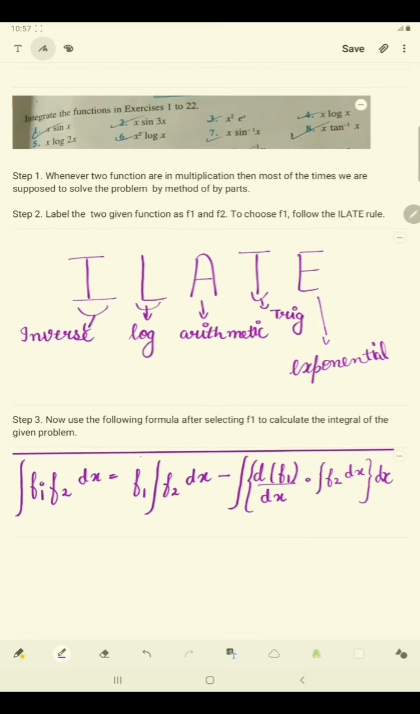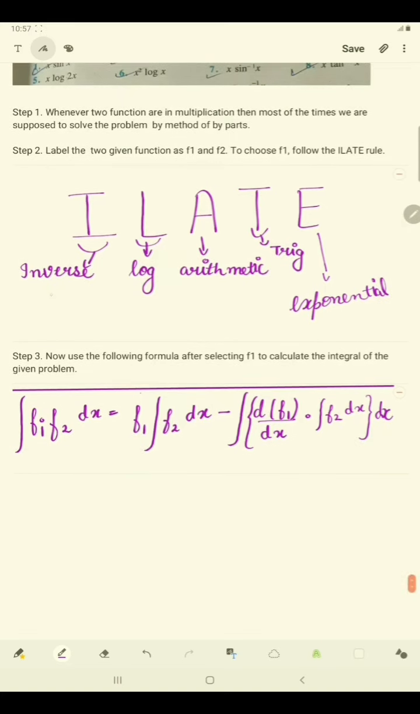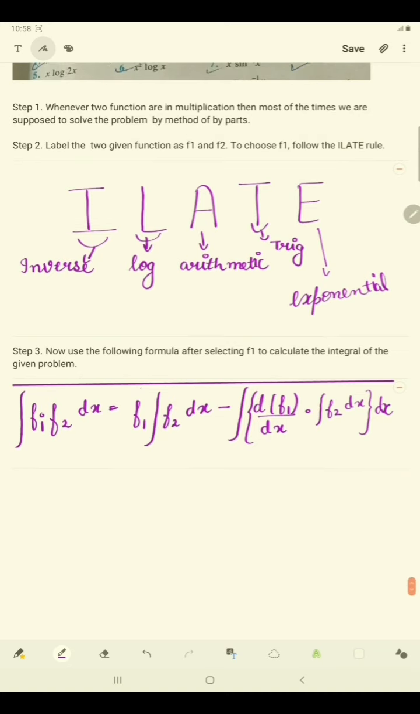To choose f1, follow the ILATE rule. The ILATE rule is inverse, logarithmic, arithmetic, trigonometric, exponential. These are the most common types of functions that we see in most of the questions. They are arranged in the order of preference that we need to give in choosing f1. If a function contains an inverse, then f1 should first be selected as the inverse function. The most preferred is inverse, then logarithmic, and so on.